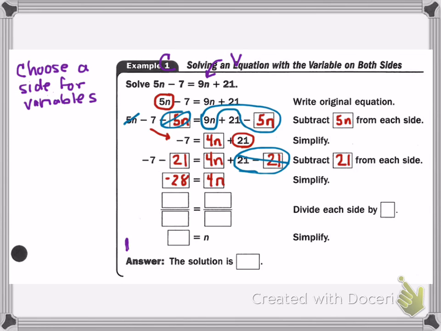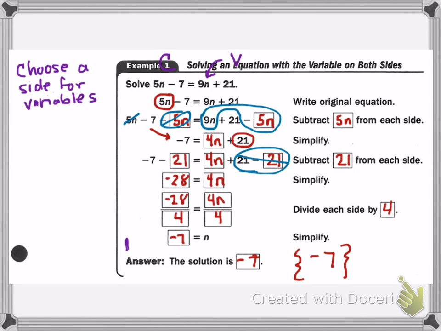And now this should look familiar to you. We've got constants on the left, variable terms on the right. But to get our variable n by itself, now all we need to do is divide each side by 4. And so we're going to take negative 28 and 4n, and we're going to just divide both sides by 4, and that gives us a negative 7. And so the solution is a negative 7. We'll write our solution set there, fancy algebra terms.